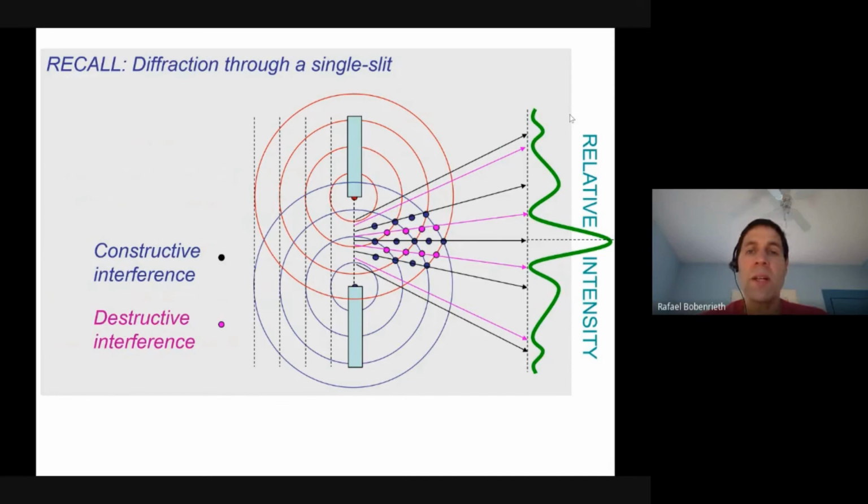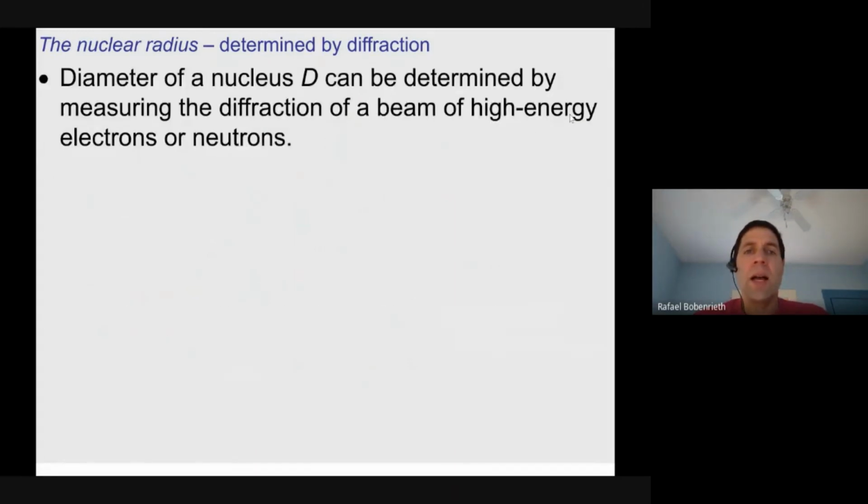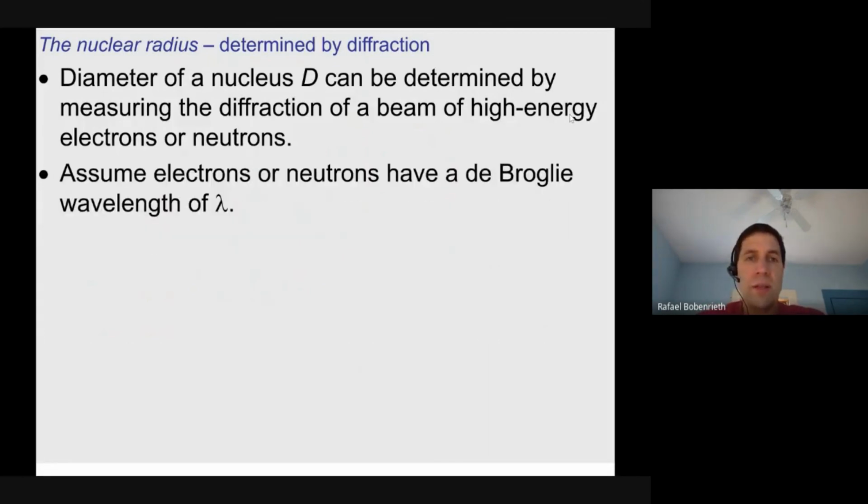And you notice here, single slit diffraction, we get that pattern that you see over there on the right, where you get that bright maximum in the middle, and then you get the dark fringes, the first minimums, et cetera, et cetera. Well, somewhere along the way, some scientists thought of a really novel way to use this property, diffraction, to measure the radius of nuclei. If you think about it, the diameter of a nucleus can be determined by measuring the diffraction if you take a beam of high energy electrons or neutrons.